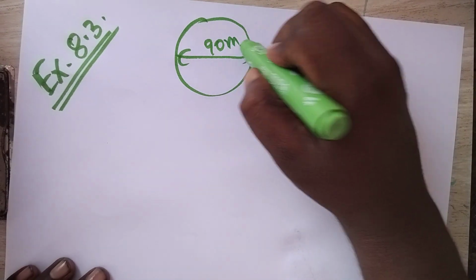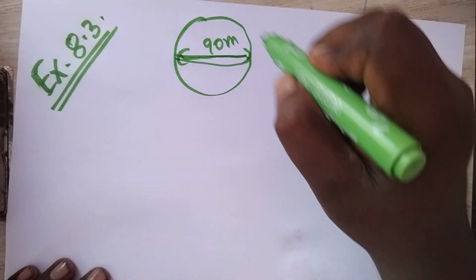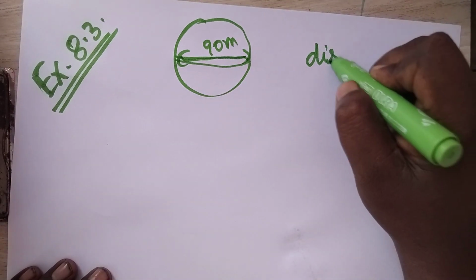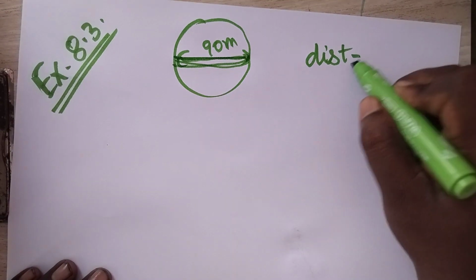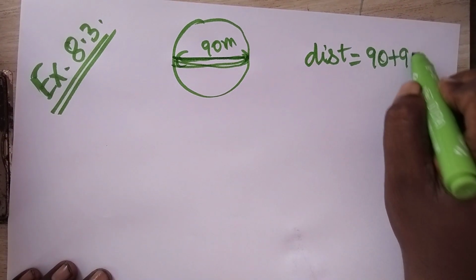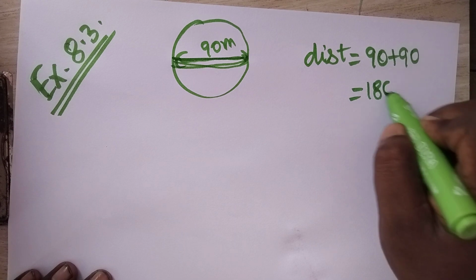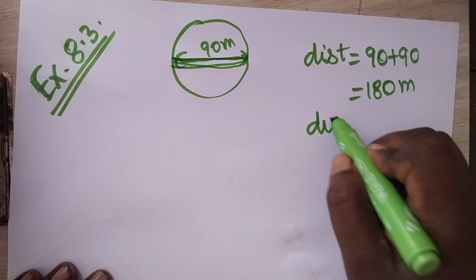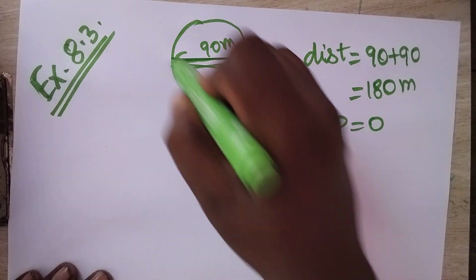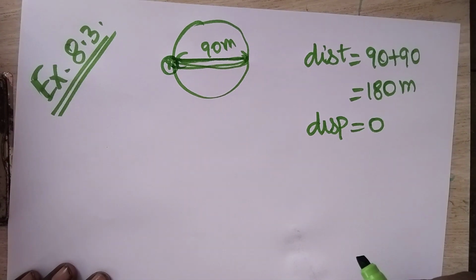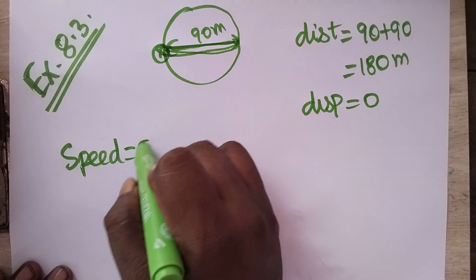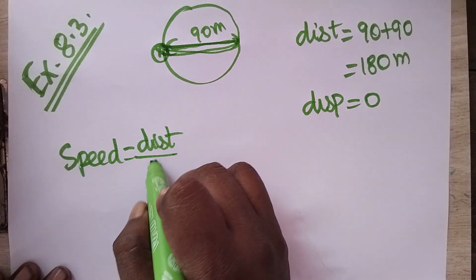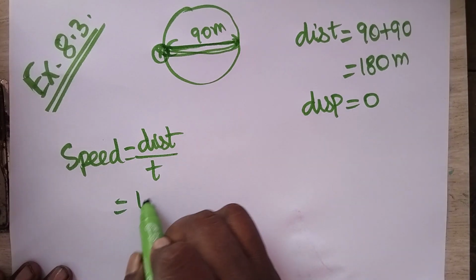When she goes and comes back, how much is the distance? Distance is the actual length of the path. Going is 90, coming back is 90. 90 plus 90 is 180 meter as the distance. What about displacement? Displacement is equal to 0 because the starting and ending positions are the same. Now speed is distance by time. What is the distance? 180.